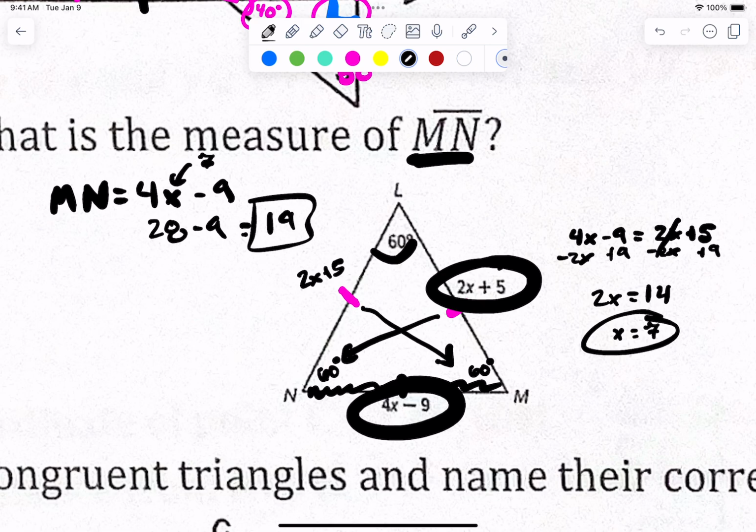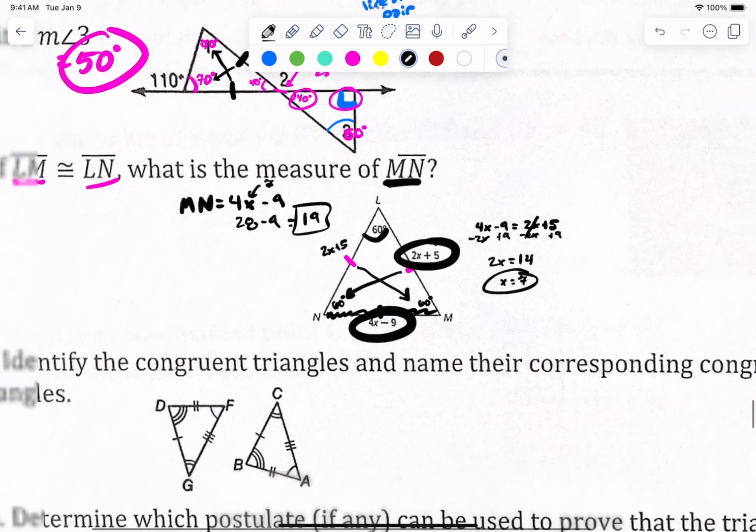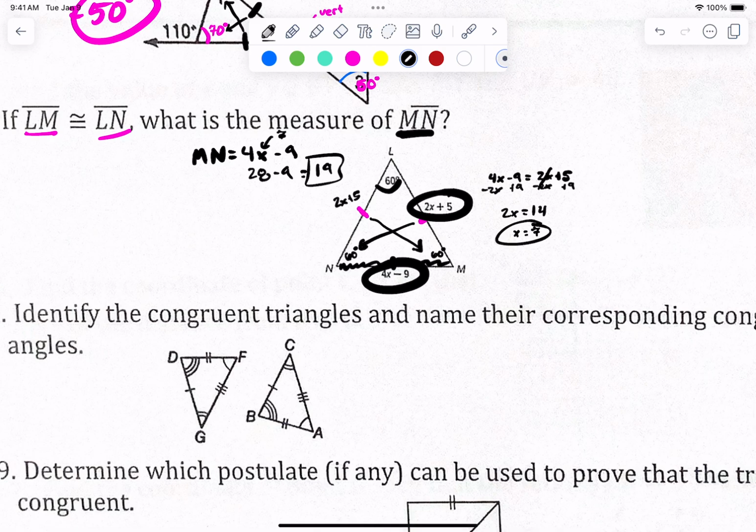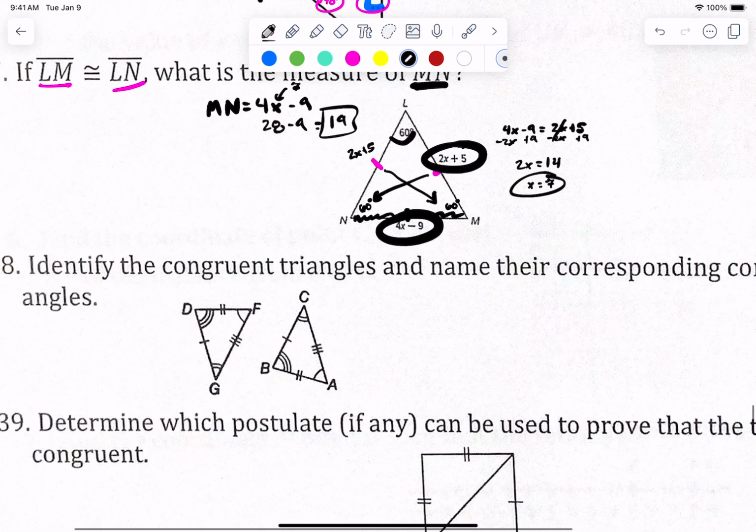Good? Happy with that? That's not so bad. We have 3 left. Cool. This next one's kind of a doozy though. Identify, oh no, this one's not a doozy. The number 39 is kind of a doozy.